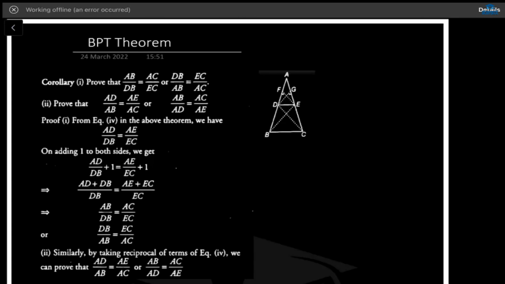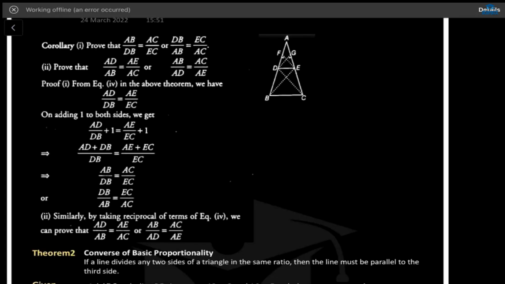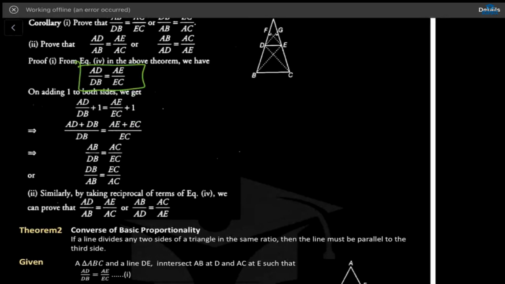Now let's see, till now we have just compared the value of AD by DB is equal to AE by EC. You can extend this theorem and prove that AB, the whole triangle side, AB by DB is equal to AC by EC. How are you going to do it? The value that we got in the last theorem, equation number 4, that is AD by DB, we are just going to add 1 on both sides of the equal to. So you get AB by DB is equal to AC by EC. That's it, and you can prove this condition also.